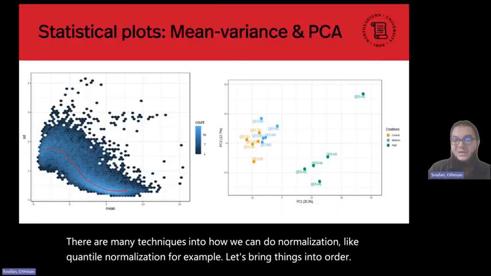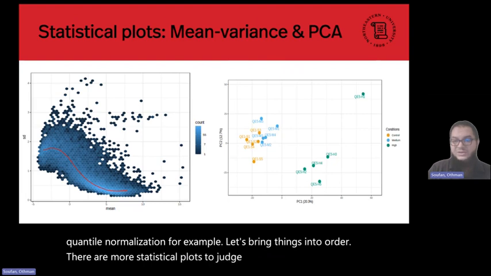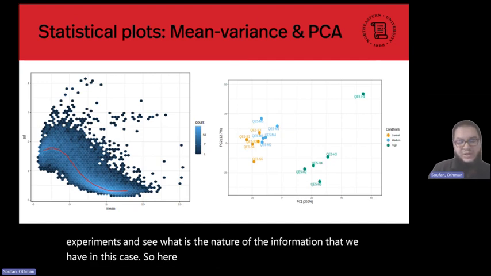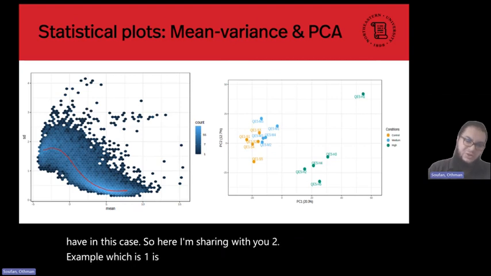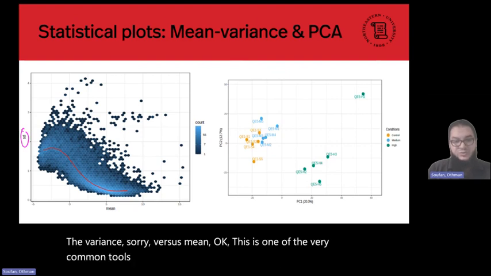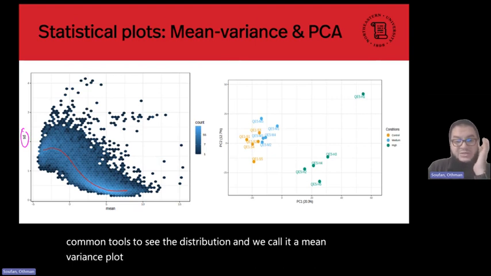There are more statistical plots to judge the quality of the experiments and see the nature of the information that we have. Here I'm sharing two examples. One is plotting gene expression variance versus mean. This is one of the very common tools to see the distribution, and we call it a mean-variance plot or dispersion plot. This is what we use after normalization.